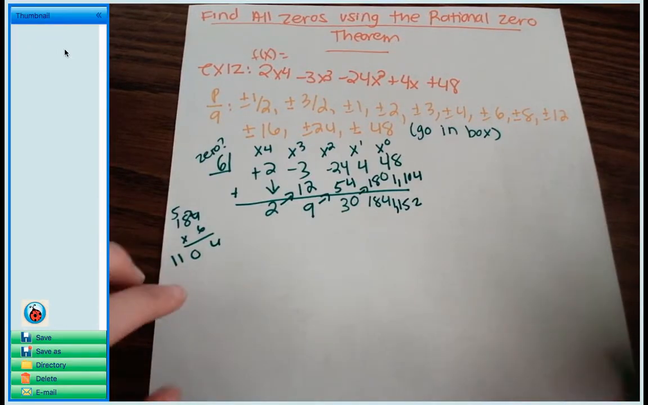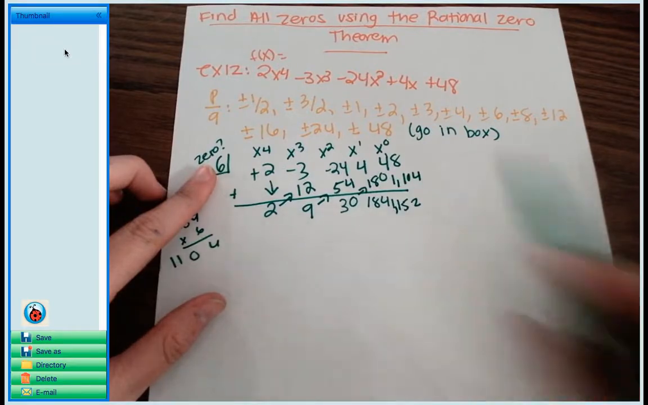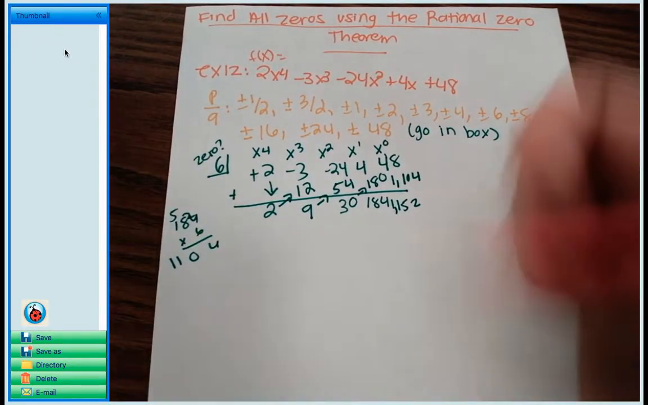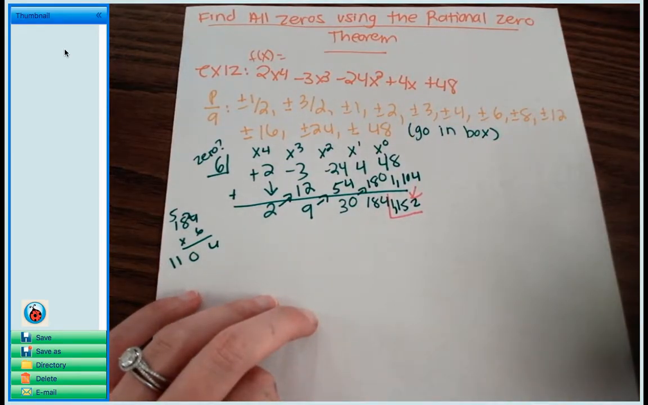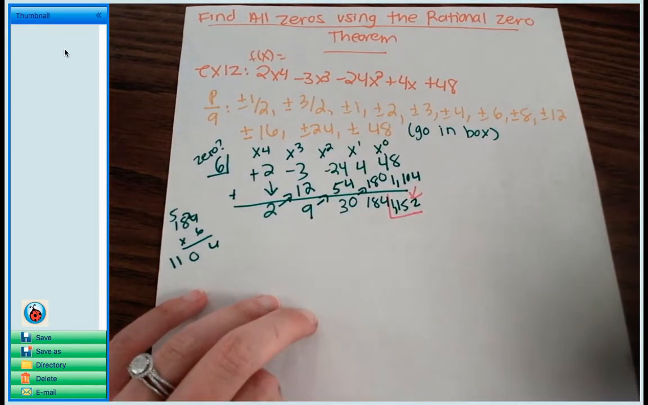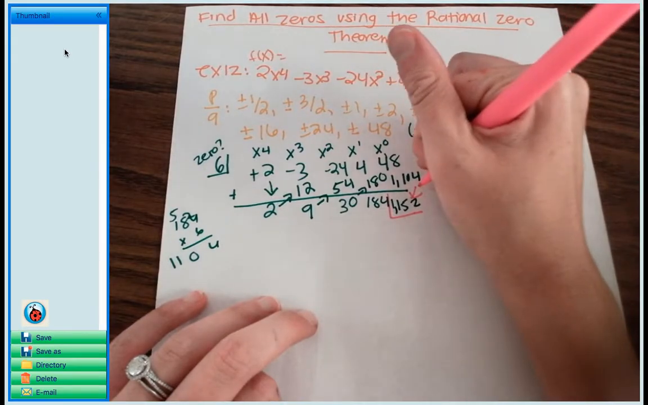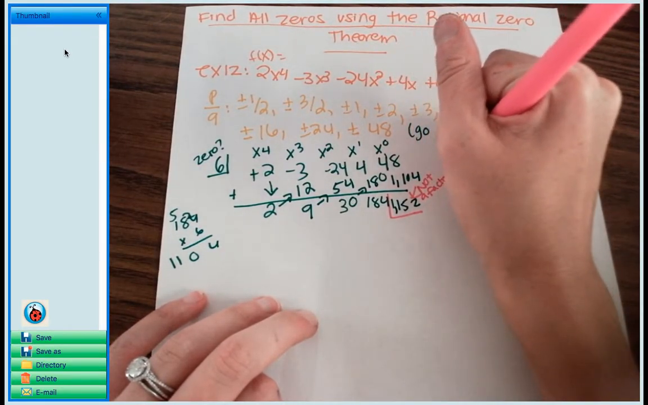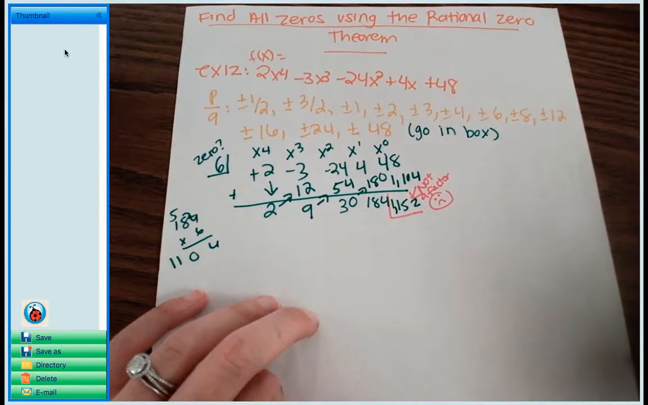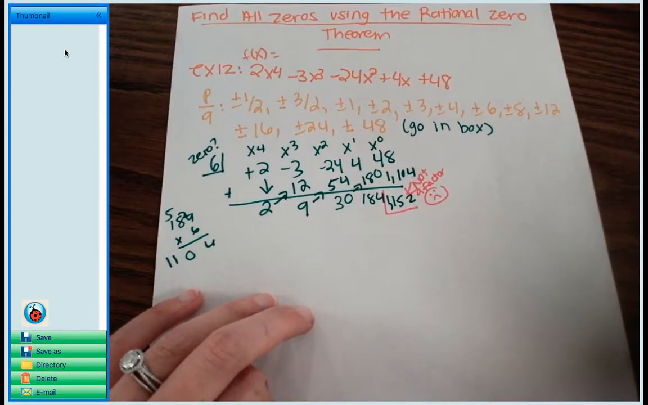1,152. Okay, remember, in order for this to be a 0, my remainder should be a 0. But if you see, you guys, I didn't get a remainder of 0. So what this means is this is not one of my zeros. So this is not a 0 or a factor, which makes us sad. But there's something useful that we can get out of this.